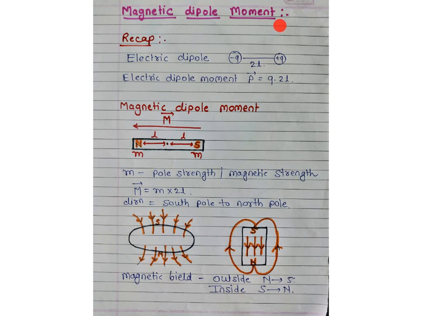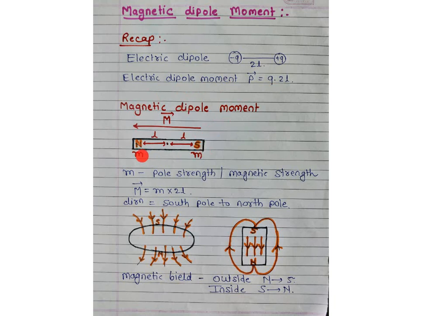In electrostatics, we have seen the electric dipole. Consider two charges, minus q and plus q, and the distance between the two charges is 2L. Therefore, the electric dipole moment, vector P, is equal to q into 2L. This is regarding the electric dipole moment. Then what is the magnetic dipole moment?